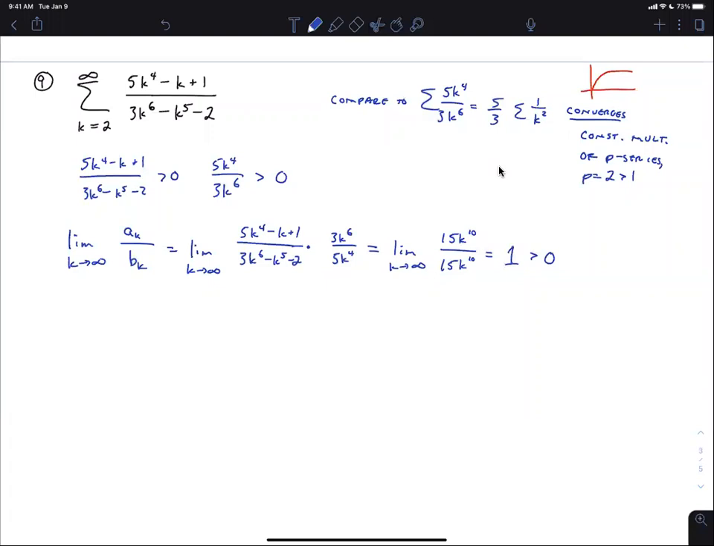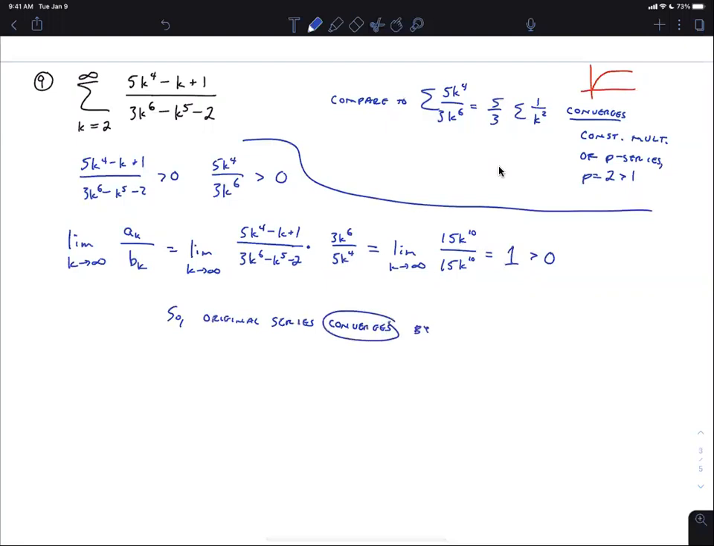And so then, okay, they both do the same thing. So the original series converges. Remember, we did that top right stuff first. It converges by the limit comparison test. And I'm going to abbreviate that LCT just because of time, but limit comparison test. Does that make sense to everybody?